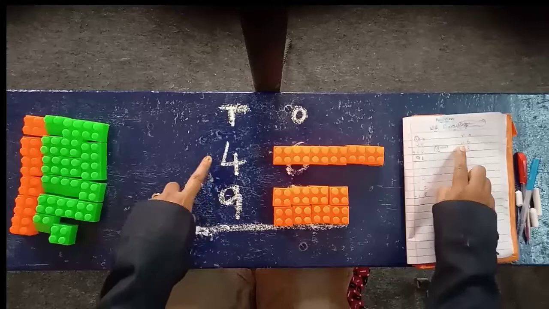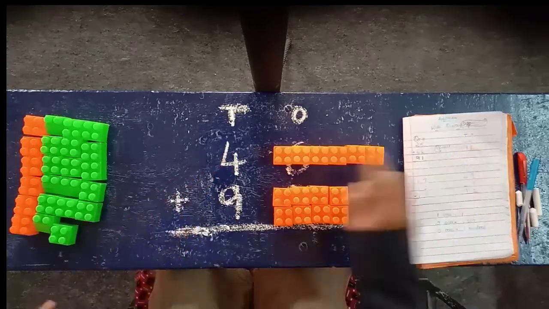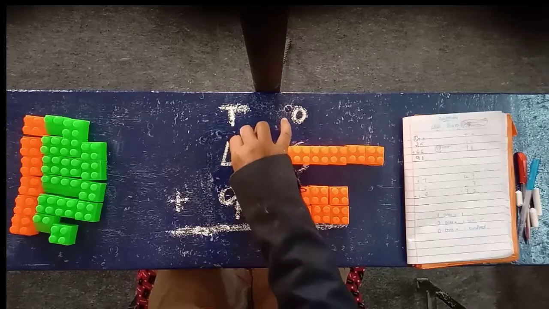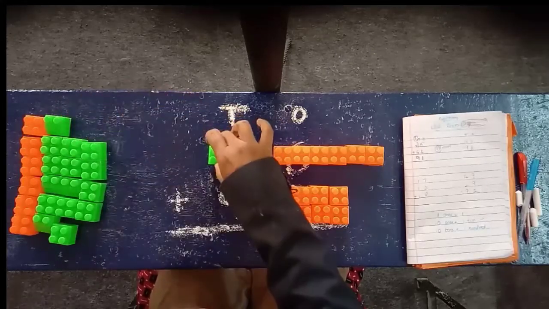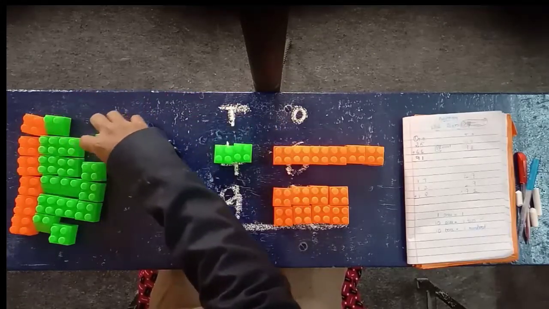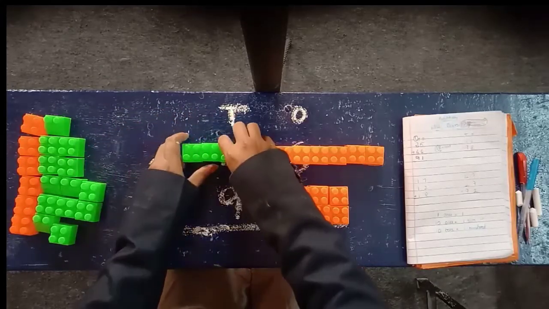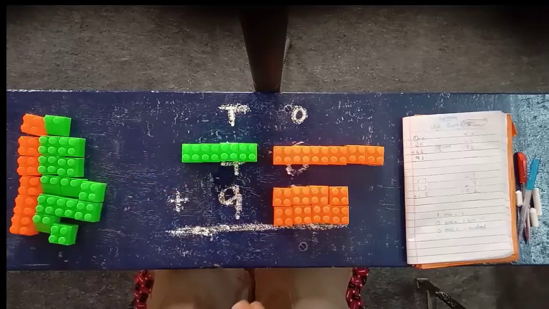Now the tens digit here, children. So the tens digit of the first number is 4. Come on, green boxes. Tens, as I already told you, I selected green now. So 1, 2, 3 and 4. 4 boxes, 4 blocks I used.